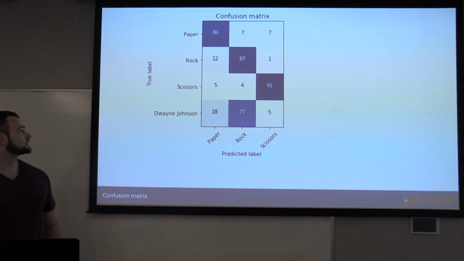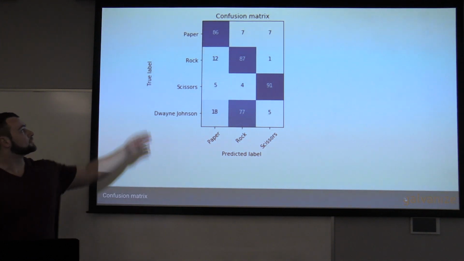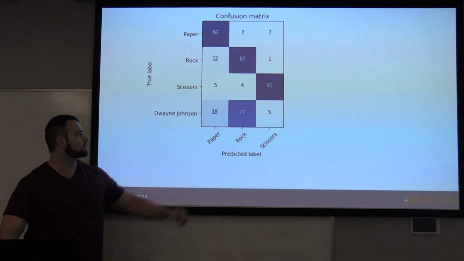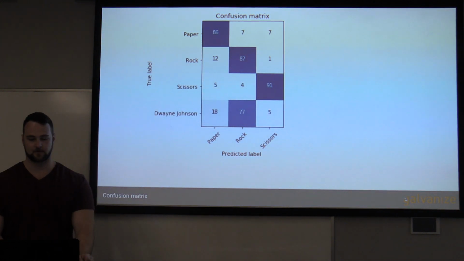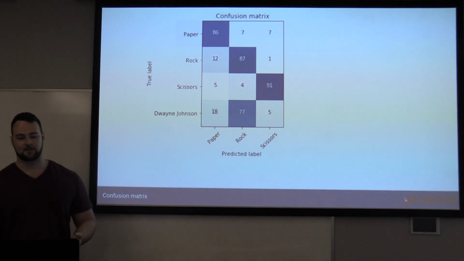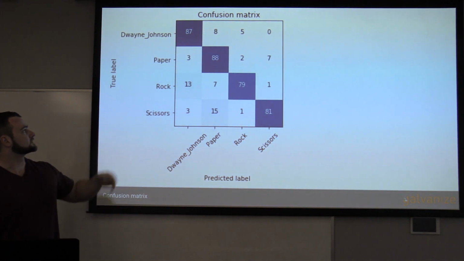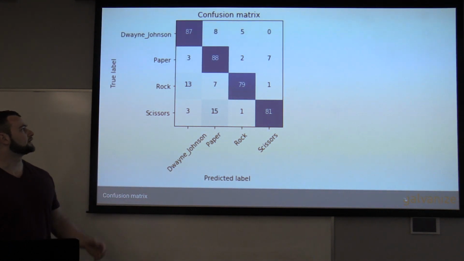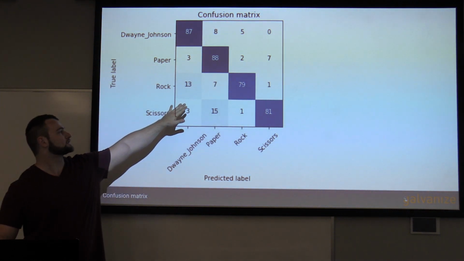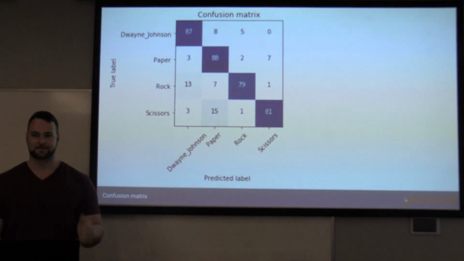You can see the confusion matrix where we have the true label on the y-axis and the predicted label on the x-axis. Again, most papers predicted as paper, most rocks predicted as rock. Most images of Dwayne Johnson, however, predicted as rocks, as I showed you before. But after you train the neural net on images of Dwayne Johnson in addition to the other classes, we get this nice diagonal activation where most things are classified correctly. And a little funny here, you can see most of the rocks that are classified incorrectly are actually classified as Dwayne Johnson. So rocks look like Dwayne Johnson looks like rocks. Good to know.